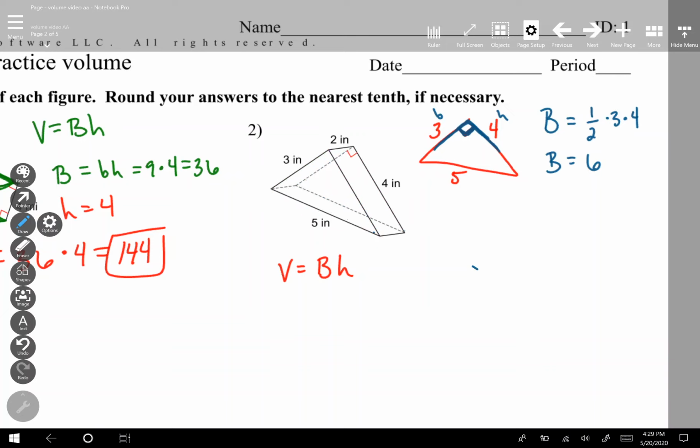So for our cylinder, volume is area of the base times the height. For the area of the base, we have to think, okay, what shape is our base? It's a circle. So it's pi r squared. R is the radius. The radius is only halfway across. So it's going to be pi times 1 squared.